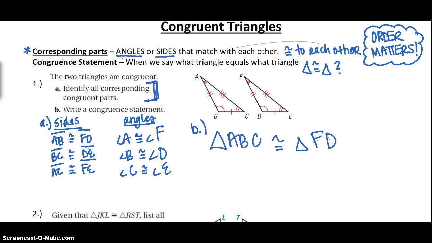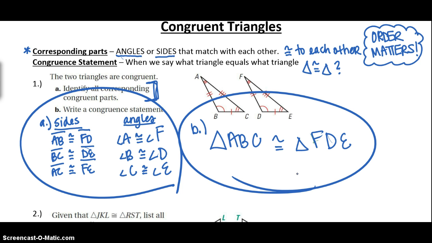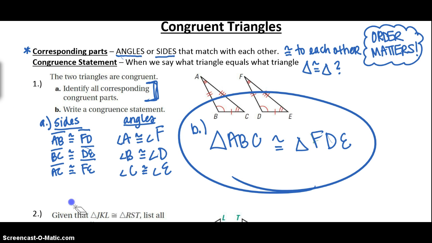Okay, and like I said, this one's an easier example. What goes with C? E. All right, so that would be your congruent statement then. Get rid of all those. All right, so corresponding parts are here, and then congruent statement is that. Okay, so notice the difference between these two guys, corresponding parts and congruent statement.